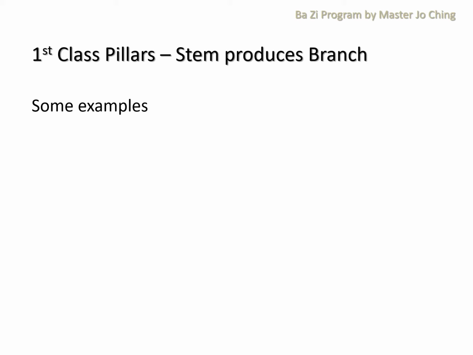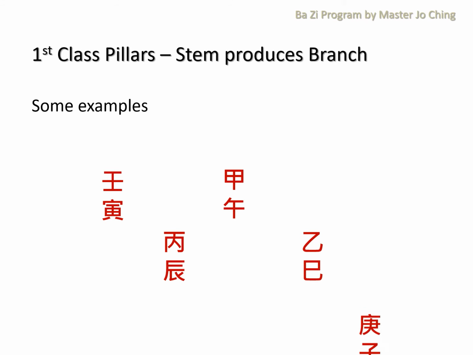First class here also implies very auspicious. This is when the heavenly stem produces the earthly branch. Some examples here to share with you. We have 壬寅、丙辰、甲午、乙巳, and 庚子. So what happened here is that you can see that the top produces the bottom. The red water here produces the yin wood at the earthly branch level.